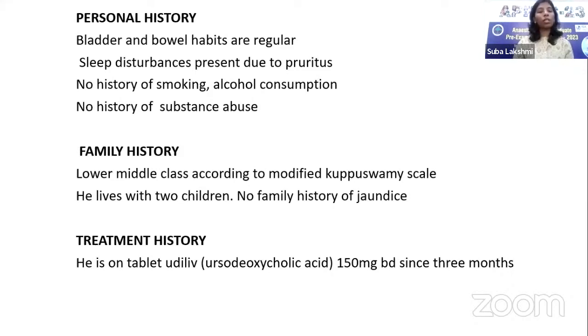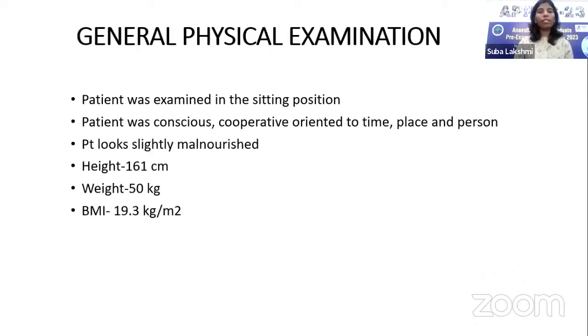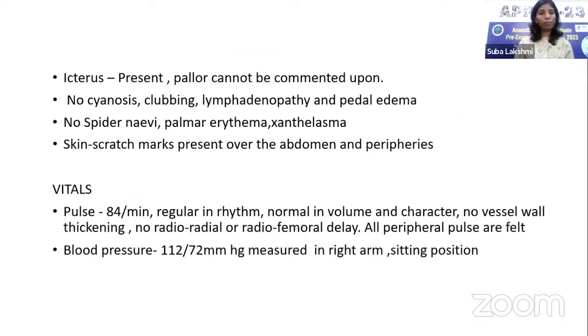Family history. Patient belongs to lower middle class family according to modified Kuppuswamy. He lives with 2 children. No family history of jaundice. Treatment history. He is on tablet Udiliv, that is ursodeoxycholic acid 150 mg since 3 months. General physical examination. Patient was examined in the sitting position. Patient was conscious, cooperative, oriented to time, place, and person. Patient looks slightly malnourished. Height is 161 cm, weight is 50 kg, BMI is 19.3 kg per meter square.